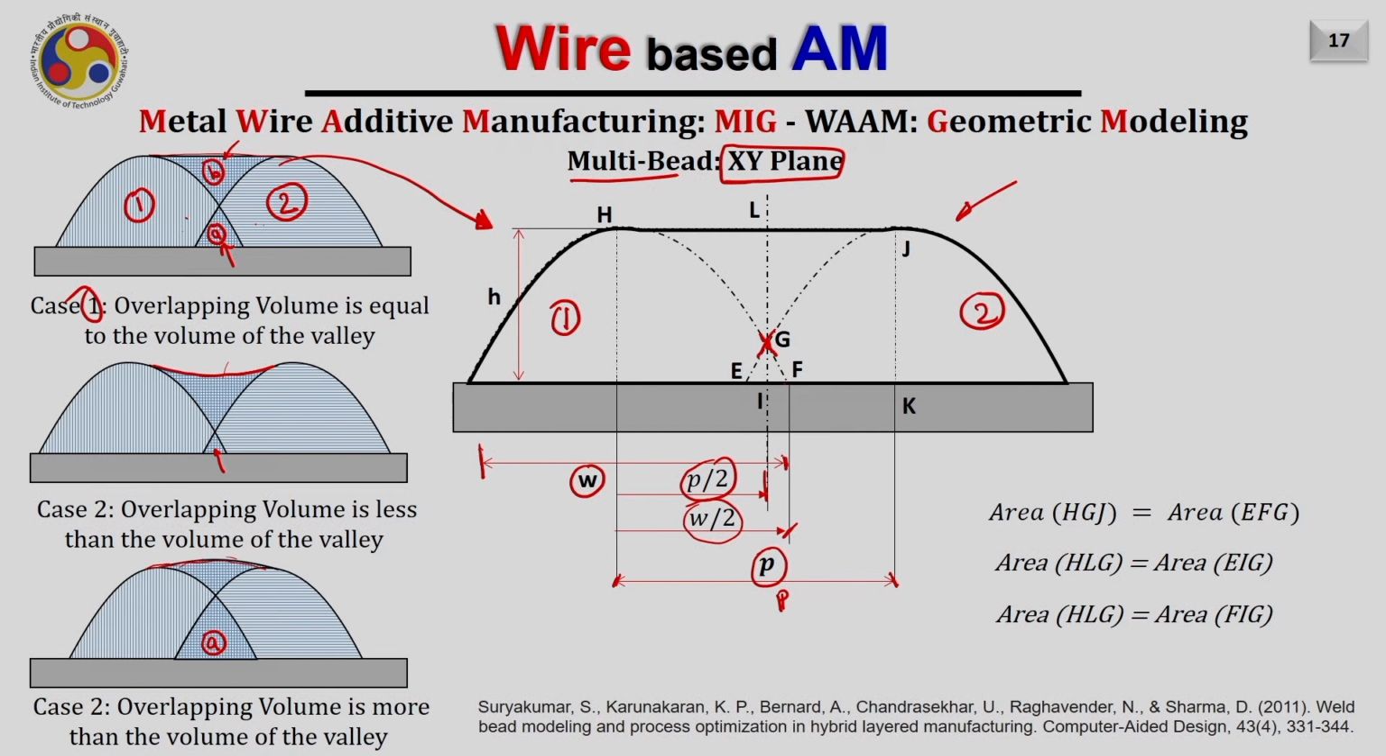Now we are claiming that the area which is represented here by HGJ, or let me just hatch it, HGJ, this area should be equal to the area EFG. So this is the area EFG.